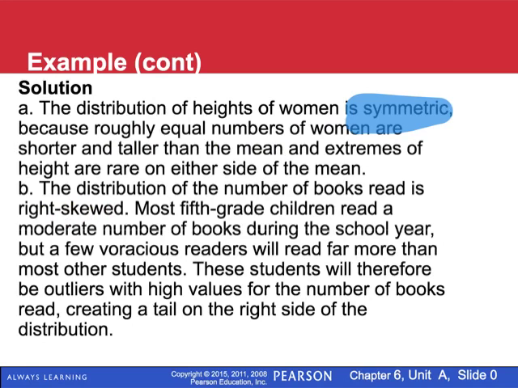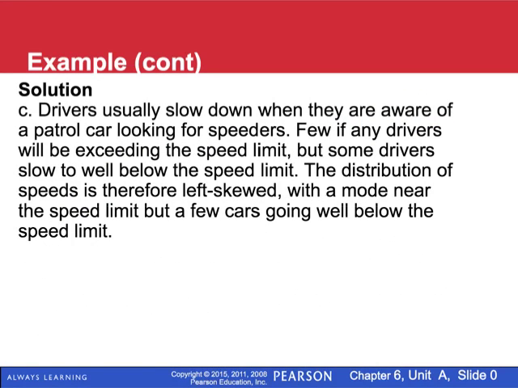And then for the cars, drivers are going to slow down when they know that there's a patrol car looking for speeders. So you're not going to have anybody going really fast, but some are going to be really below the speed limit. So this distribution is going to be left skewed.